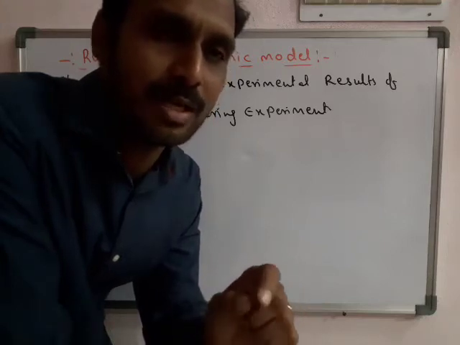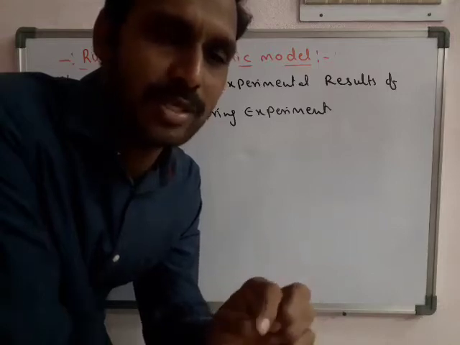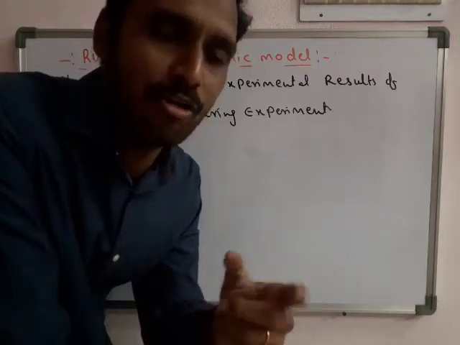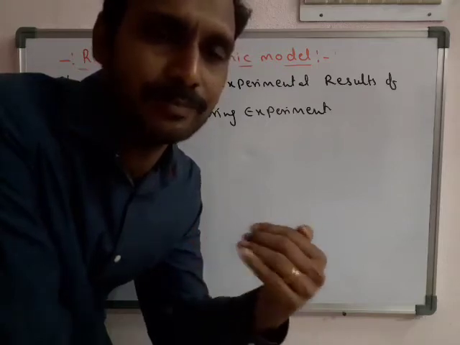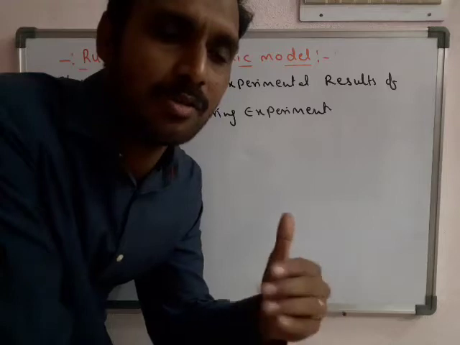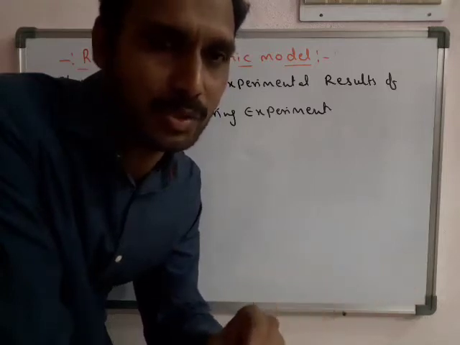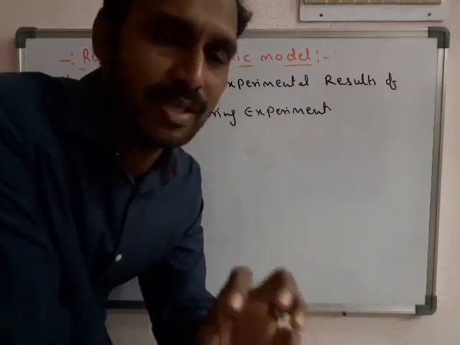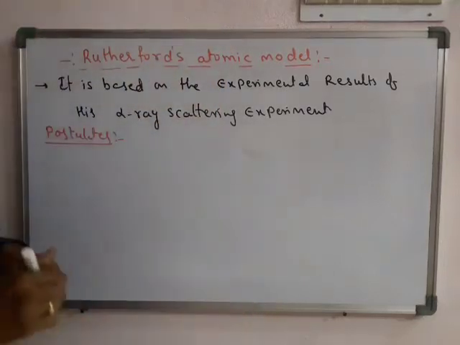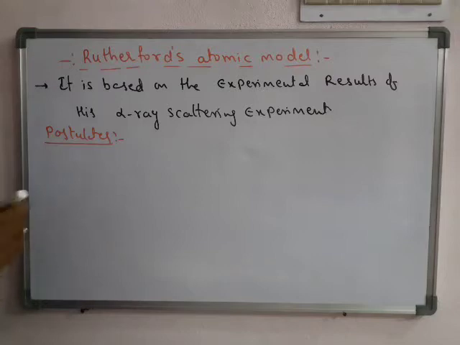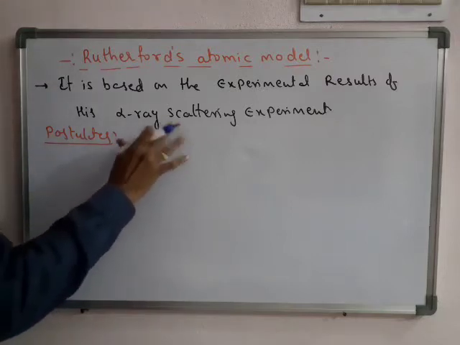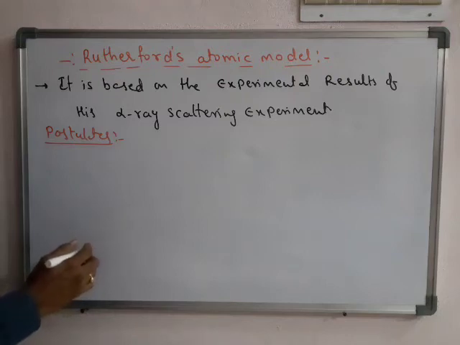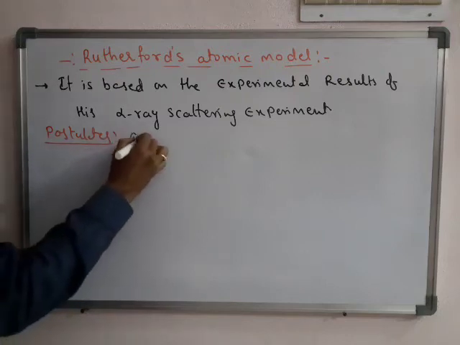And with the help of his observations, he found that very few rays are bouncing back and few rays are deflecting at some angle, and most of the alpha particles are simply passing out through the gold foil. So based on that, he concluded and gave his assumptions. So what are the main points in the Rutherford atomic model, which are exactly given by the results of his alpha ray scattering experiment observations?